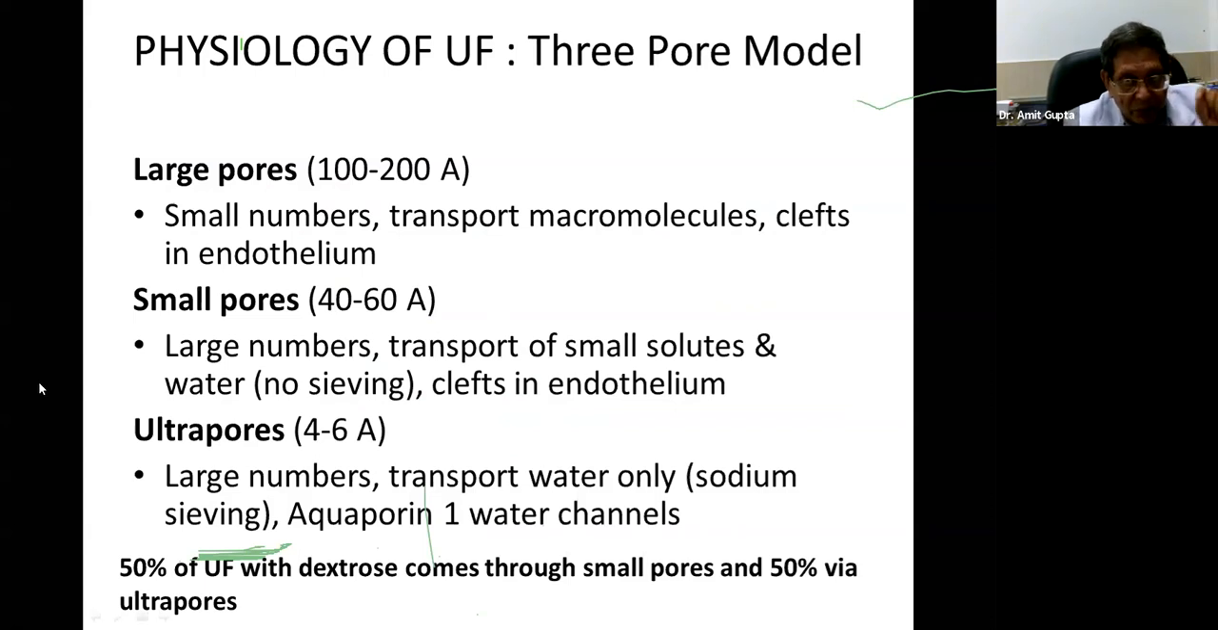And the ultra pores, which are very small, between 4 to 6 angstroms, are again in large numbers, but they transport only water and there is sodium sieving present. And these are known as aquaporin 1 water channels. Now 50% of the ultrafiltration with dextrose comes through the small pores, and 50% of the ultrafiltration is via the ultra pores.